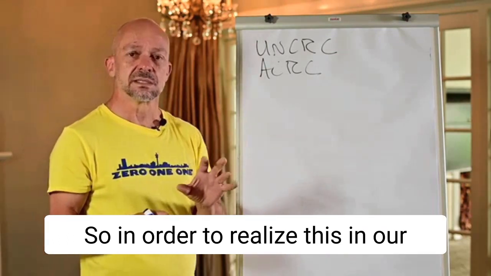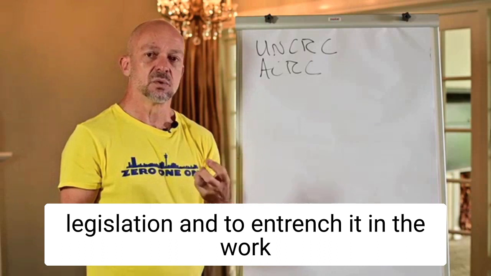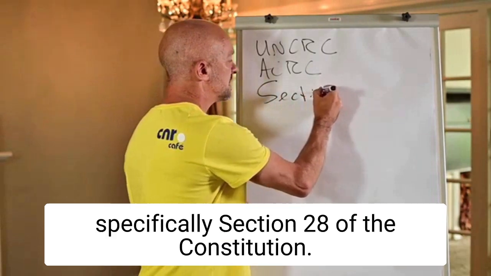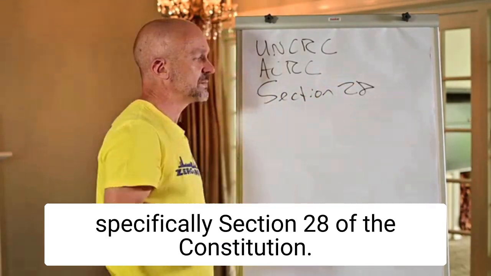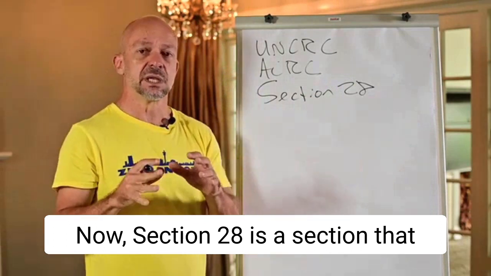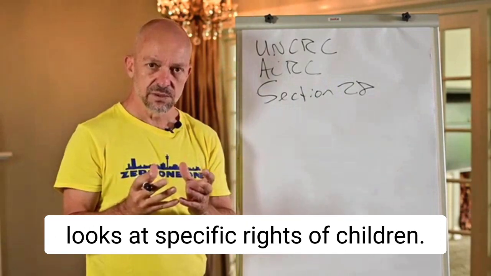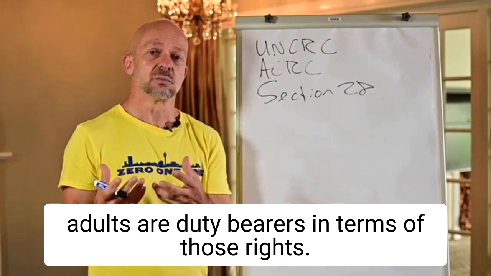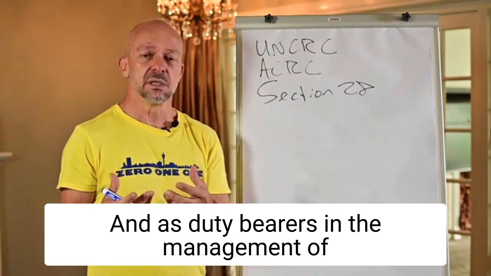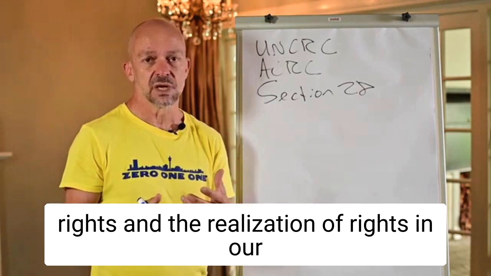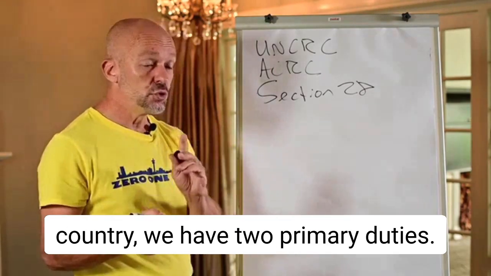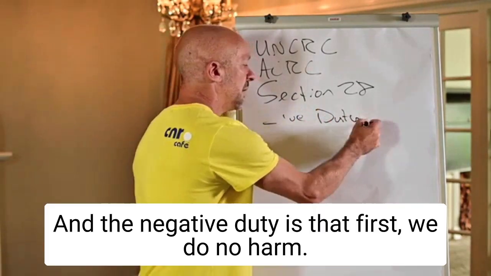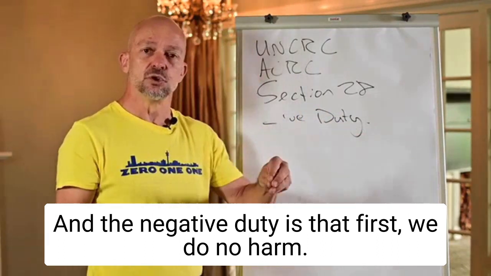So in order to realize this in our legislation and to entrench it in the work we do, there is our Constitution. And in our Constitution, there is specifically Section 28 of the Constitution. Now, Section 28 is a section that looks at specific rights of children, and it's very important to understand that us as adults are duty bearers in terms of those rights. And as duty bearers in the management of rights and the realization of rights in our country, we have two primary duties. The first is what is called a negative duty. And the negative duty is that first we do no harm.